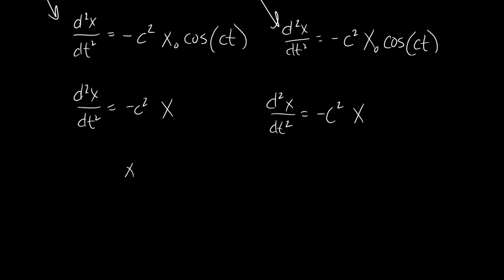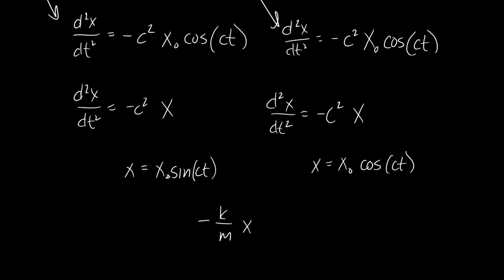The difference is that here x is x naught sine ct, and here x is x naught cosine ct. We now have two candidates that produce the desired results, because our function was negative k over m x equals the second derivative. This has to be c squared. Now, I want to stop here because it's a lot. Move this to the center.